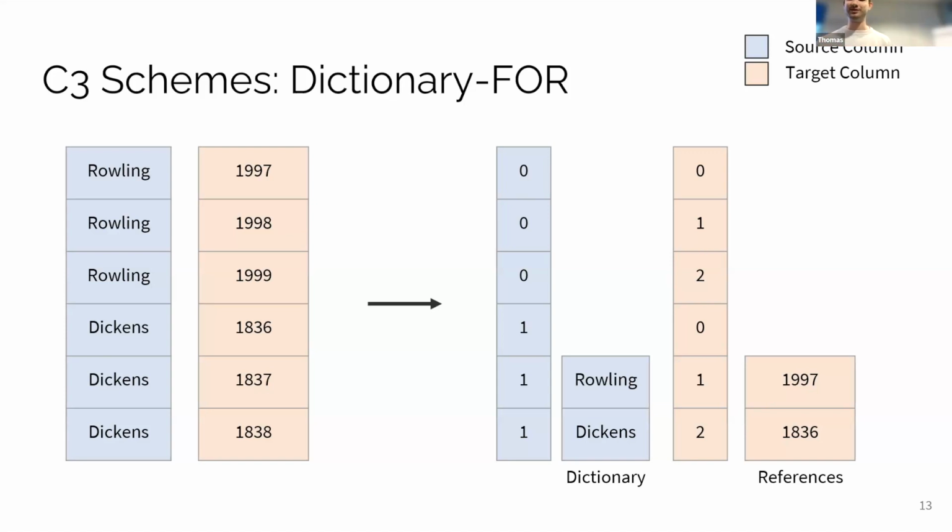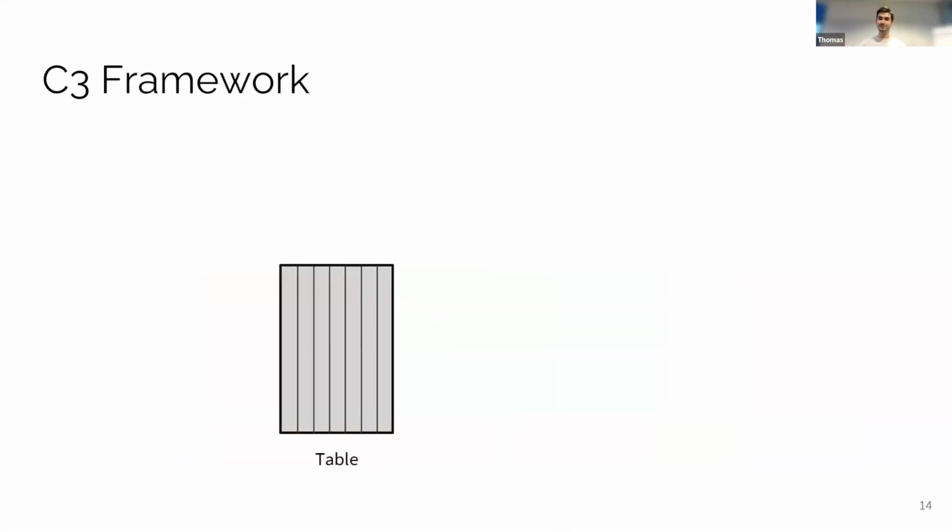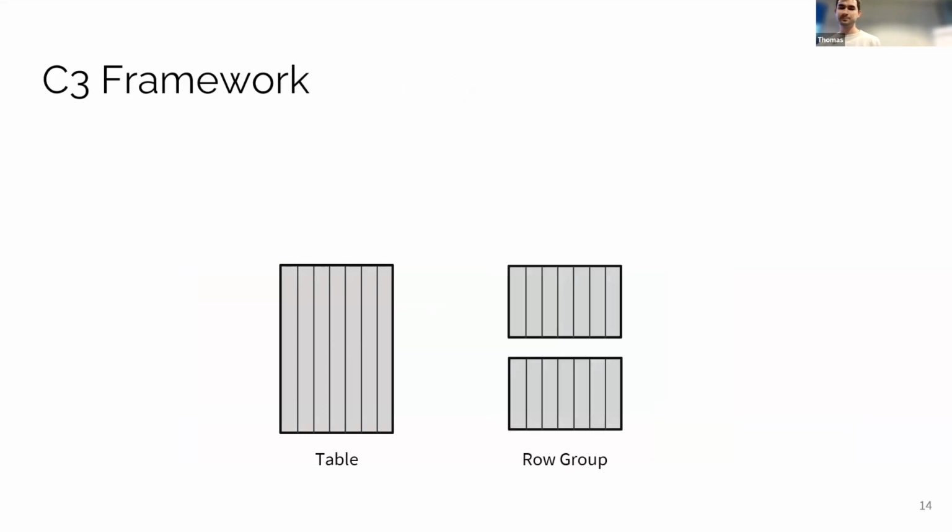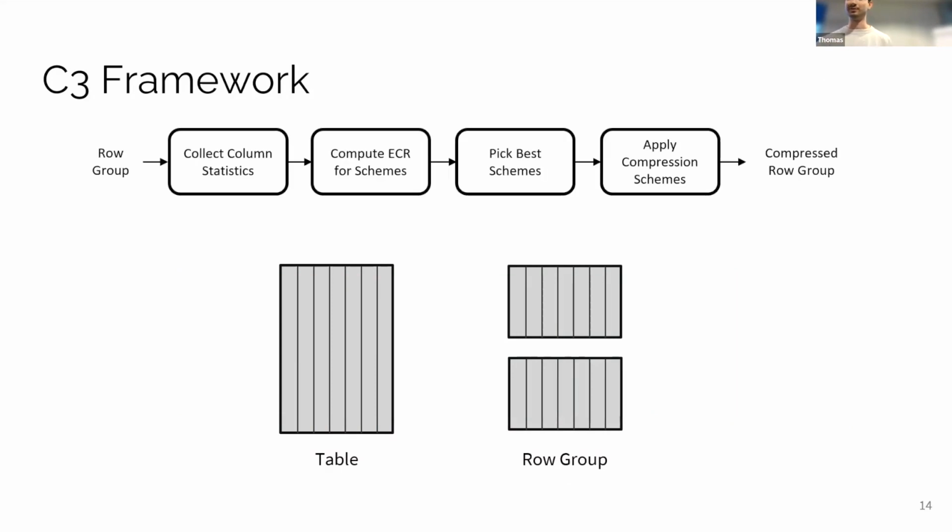And again, we leave the dictionaries uncompressed and use bit packing for both codes. So moving on, how do we integrate these schemes into a compression framework? Given a table, we start by horizontally partitioning the table into row groups. Each row group is then passed through our compression pipeline, one after the other. So we treat each row group separately.